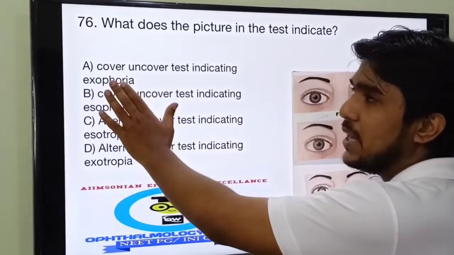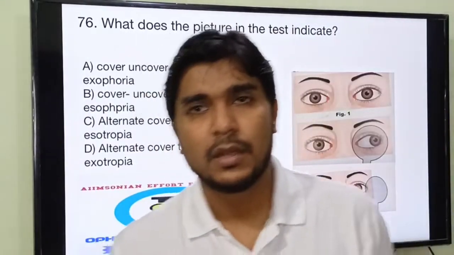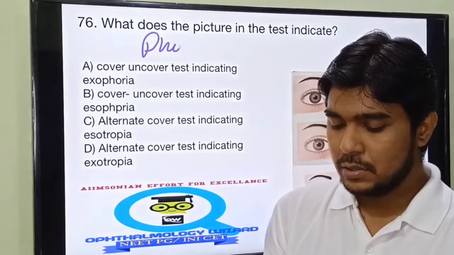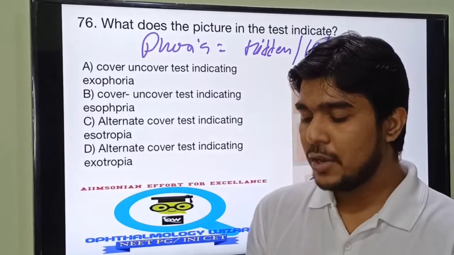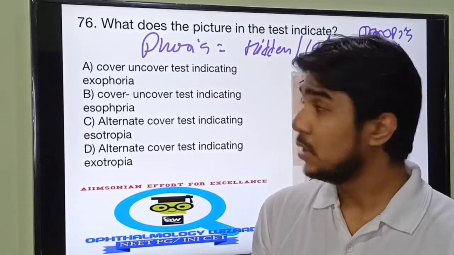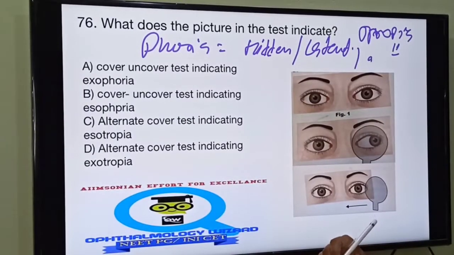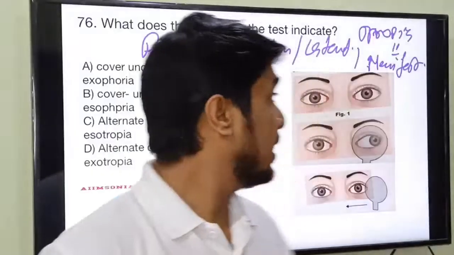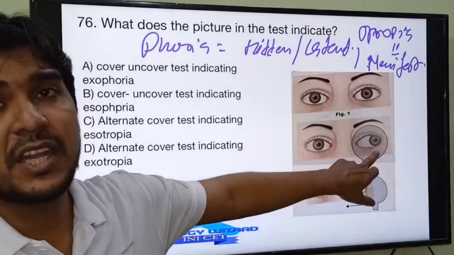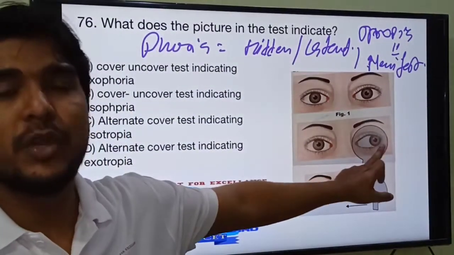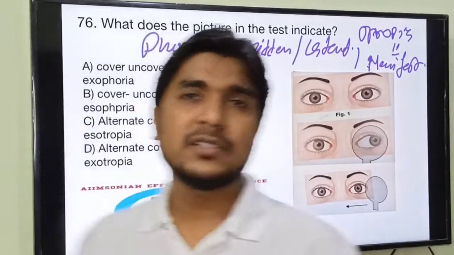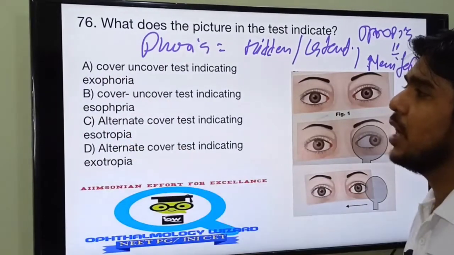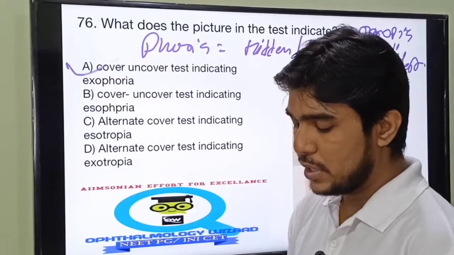Phoria means hidden. Remember, phoria means hidden or latent, and tropia means manifest. Since this deviation is hidden and can only manifest when covering, it is phoria. And since it moves outward, it is exophoria. So our answer will be A: cover-uncover test indicating exophoria.